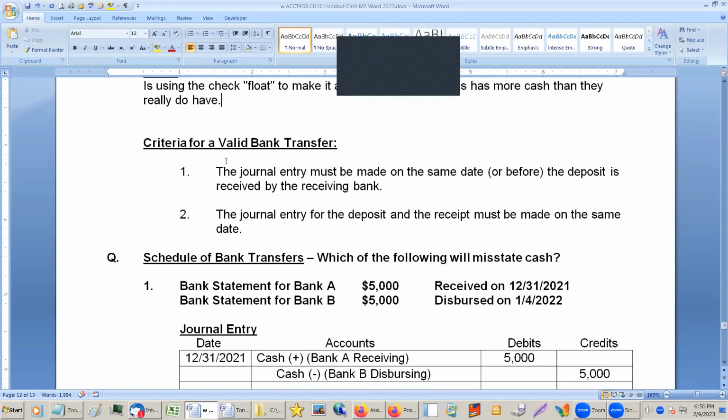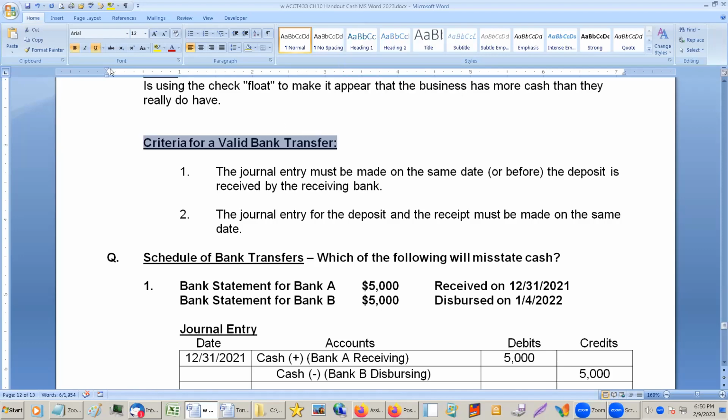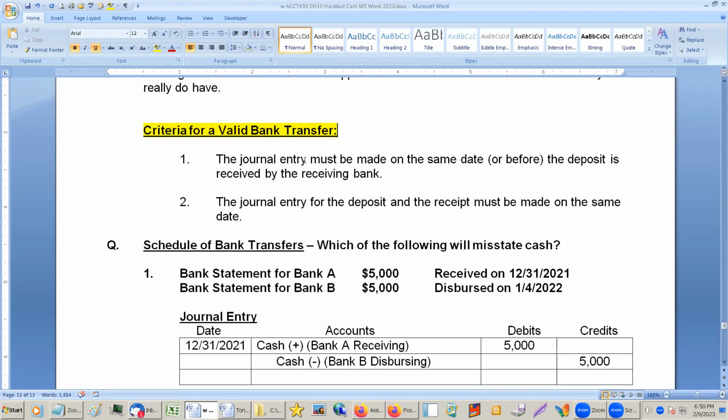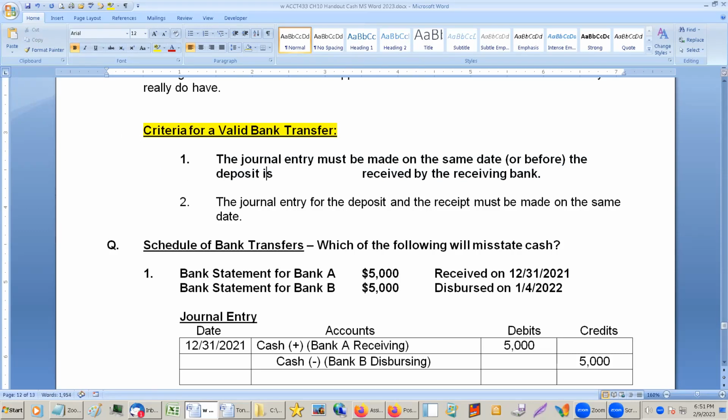Okay, now here's the criteria for a valid transfer. The journal entry must be made on the same date or before the deposit is received by the receiving bank. I'll show you what I mean in a second. So the journal entry must be made beforehand or at the same time as the receiving bank. If it's made later, it's going to be a problem.